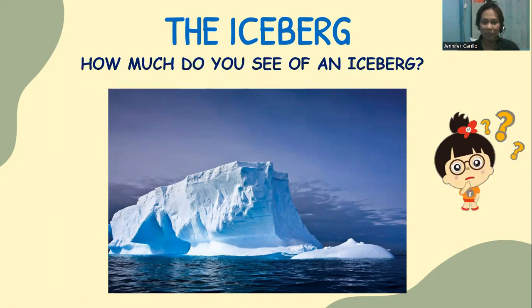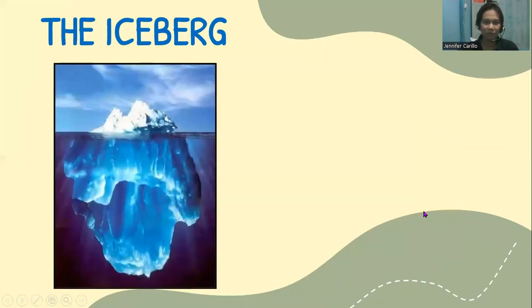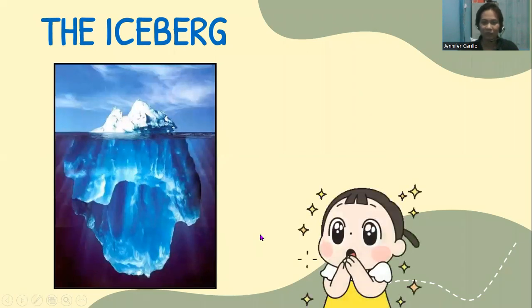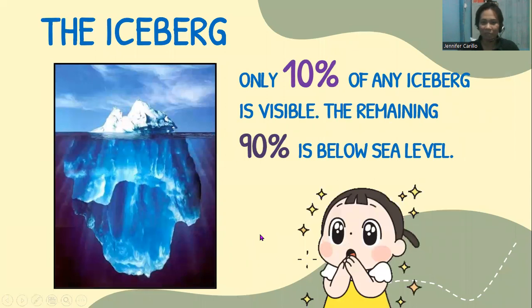How much do you see of an iceberg? Is this really the entire image of the iceberg? So this is the entire image of the iceberg. Only 10% of any iceberg is visible. The remaining 90% is below sea level. So let us illustrate this concept.